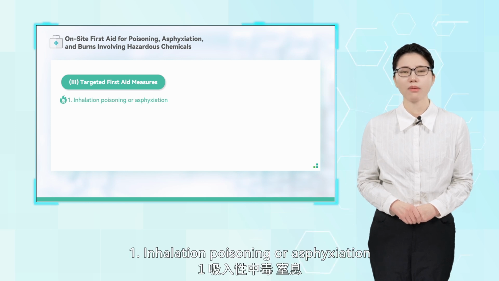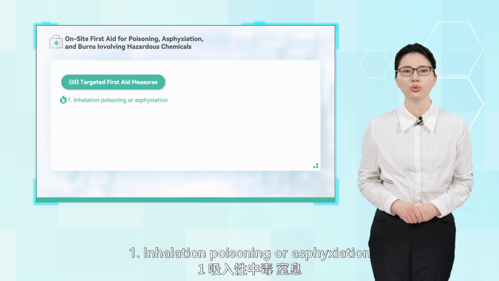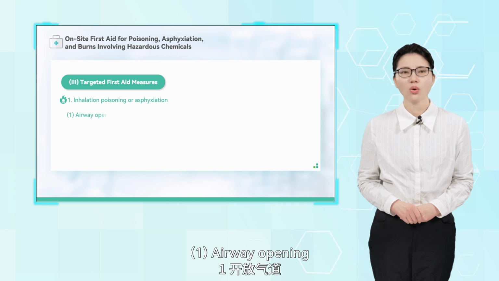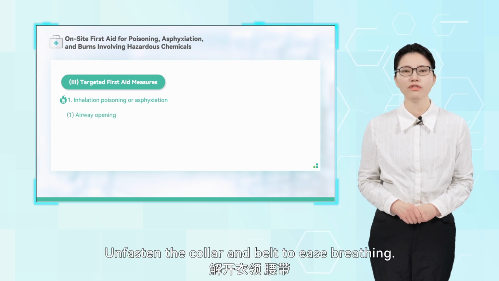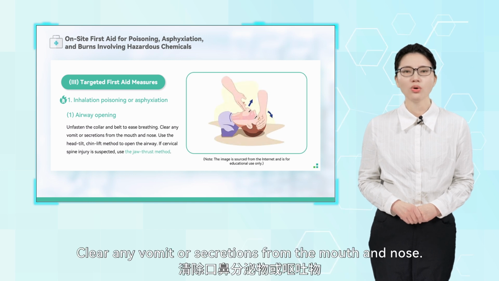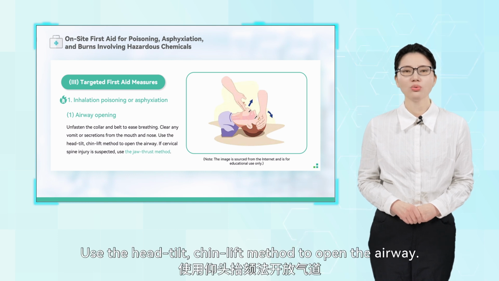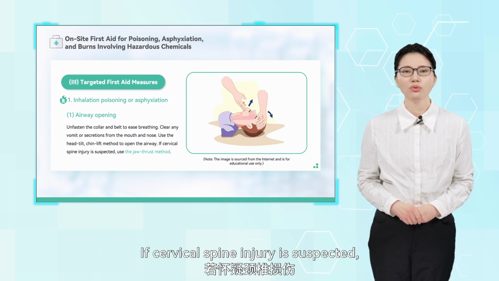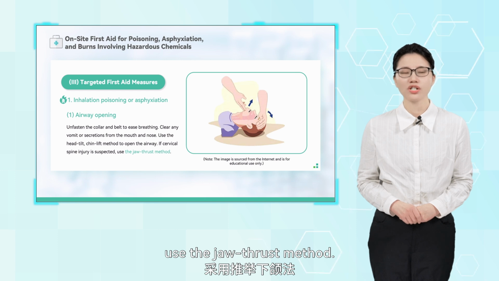3. Targeted first aid measures. 1. Inhalation poisoning or asphyxiation. 1. Airway opening. Unfasten the collar and belt to ease breathing. Clear any vomit or secretions from the mouth and nose. Use the head tilt, chin lift method to open the airway. If cervical spine injury is suspected, use the jaw thrust method.